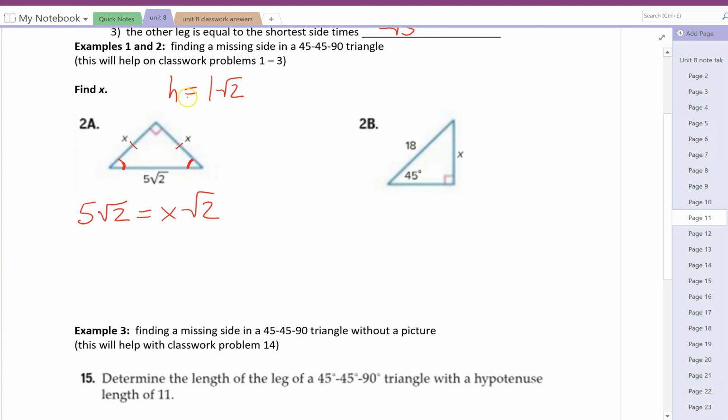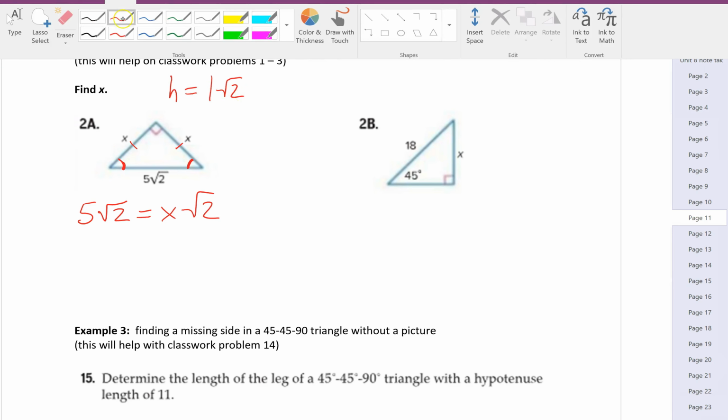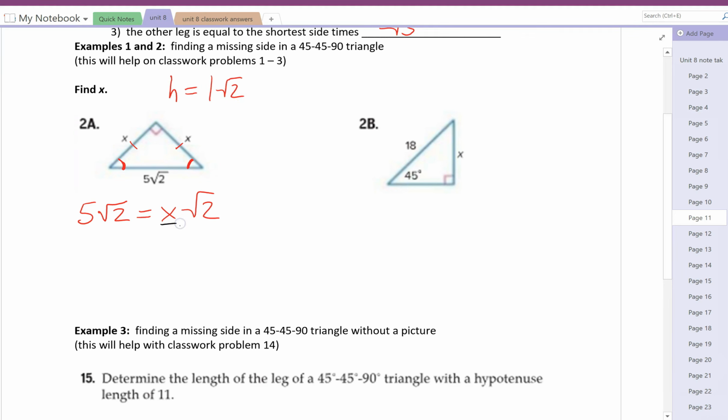And the way I know that is from 2 pages ago, where we figured out that when I have a 45, 45, 90 triangle, the hypotenuse is always equal to the legs times the square root of 2. All right, well, how do I solve this equation? I want to get x by itself, which means I have to get rid of this square root of 2 somehow. Since I'm multiplying x by the square root of 2 right here, I have to divide by the square root of 2.